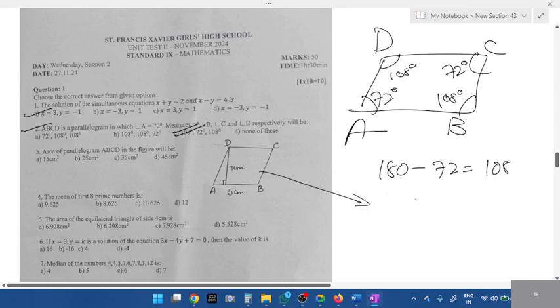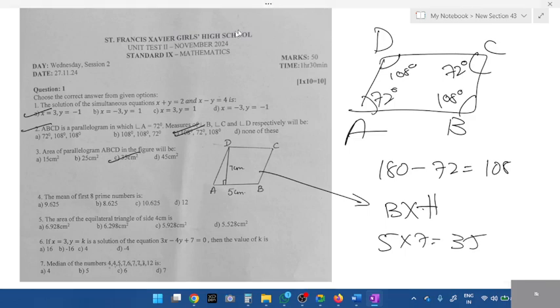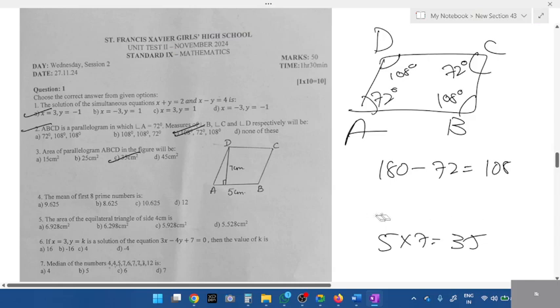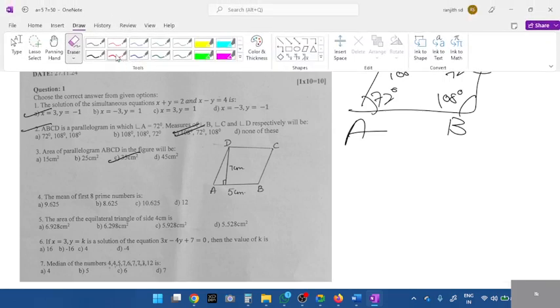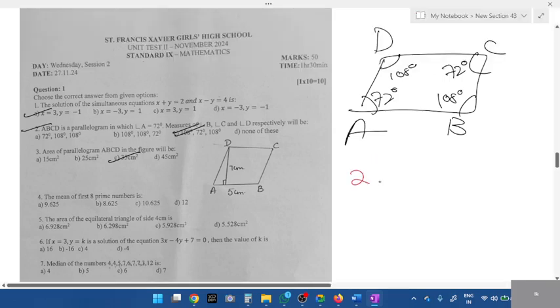Next, tell me the formula for parallelogram, students. Area of parallelogram is? What's the answer? 5 into 7. See how quickly you can solve. Within 10 seconds, you can solve the question. Next, what is mean? You'll know the mean formula. First, 8 prime numbers. What are prime numbers, students? 1 is not a prime. 2 is a prime.